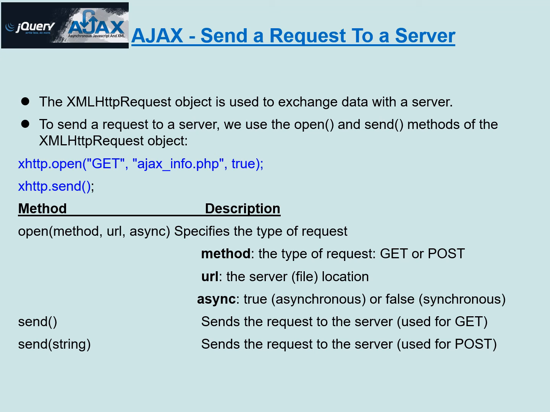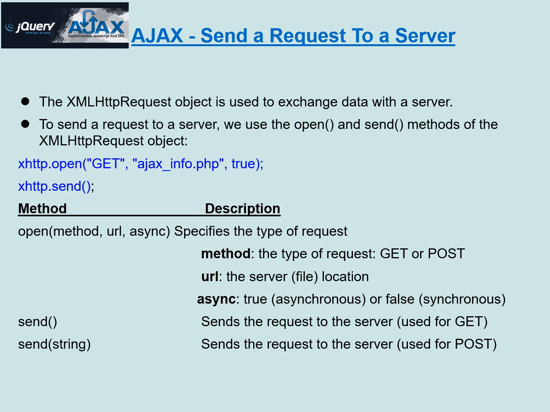The second argument is the URL. It indicates the server file location, and the third argument represents asynchronization. It takes a boolean value. If we put true, the data transfer occurs asynchronously. Otherwise, it will occur synchronously. That is about the open method.